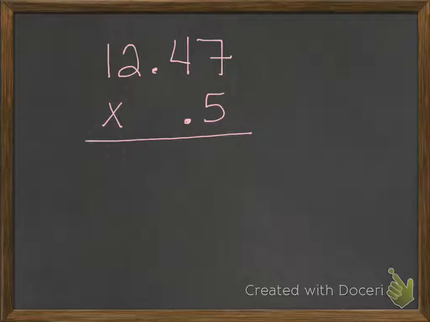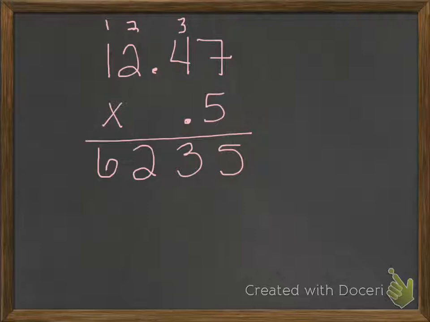Alright, let's solve the problem. Keeping everything lined up to the right and ignoring the decimal for now, we're just going to multiply. 5 times 7 is 35. Keep the 5, regroup the 3. 5 times 4 is 20, plus 3 more is 23. Keep the 3, regroup your 2. 5 times 2 is 10, plus 2 more makes 12. Keep the 2, regroup the 1, and finally 5 times 1 is 5 plus 1 more is 6.